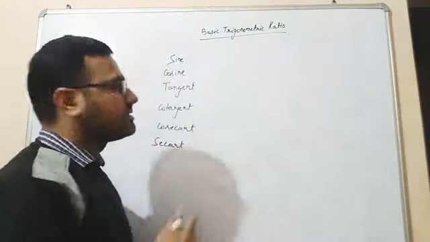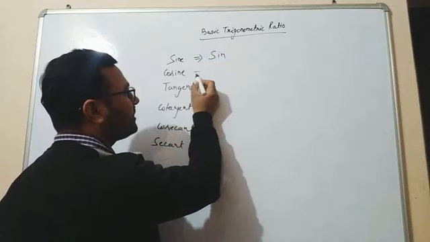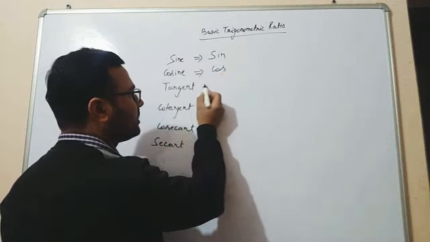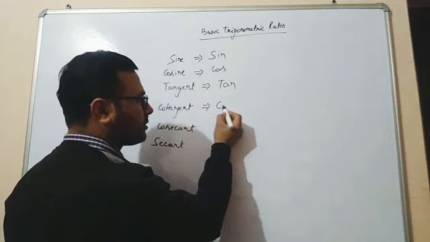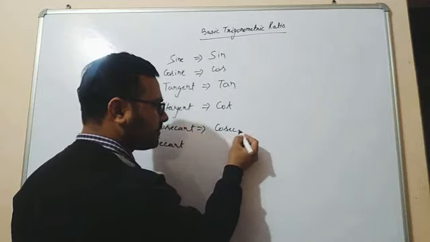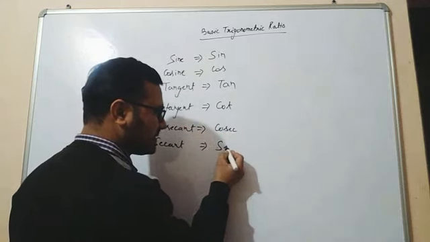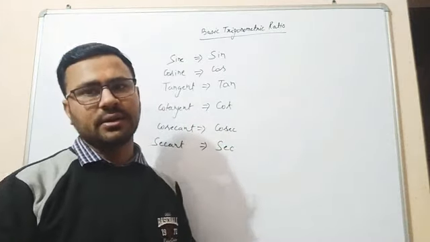Sine can be written as sin, cosine as cos, tangent as tan, cotangent as cot, cosecant as cosec, secant as sec. All 6 trigonometric ratios work in a right angle triangle.